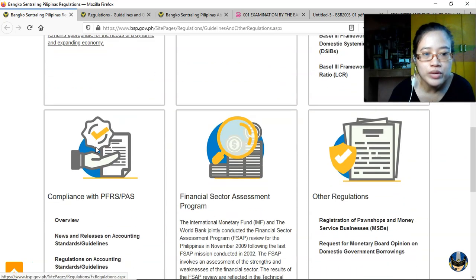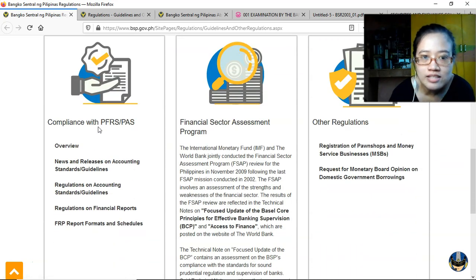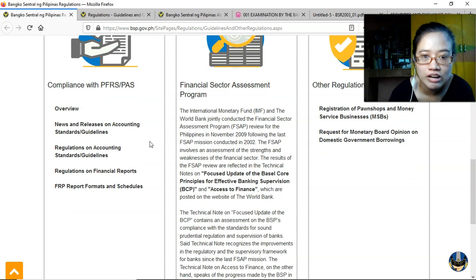Okay. And then we have compliance with PFRS or PAS, Philippine Financial Reporting Standards and Philippine Accounting Standards. This has something to do with how their financial statements are prepared and presented. The different treatments on the different items in the financial statements: how to recognize the revenues and expenses, how to report their net income, profit, and the presentation of their assets, liabilities, and equity. So essentially, the contents of the financial statement.